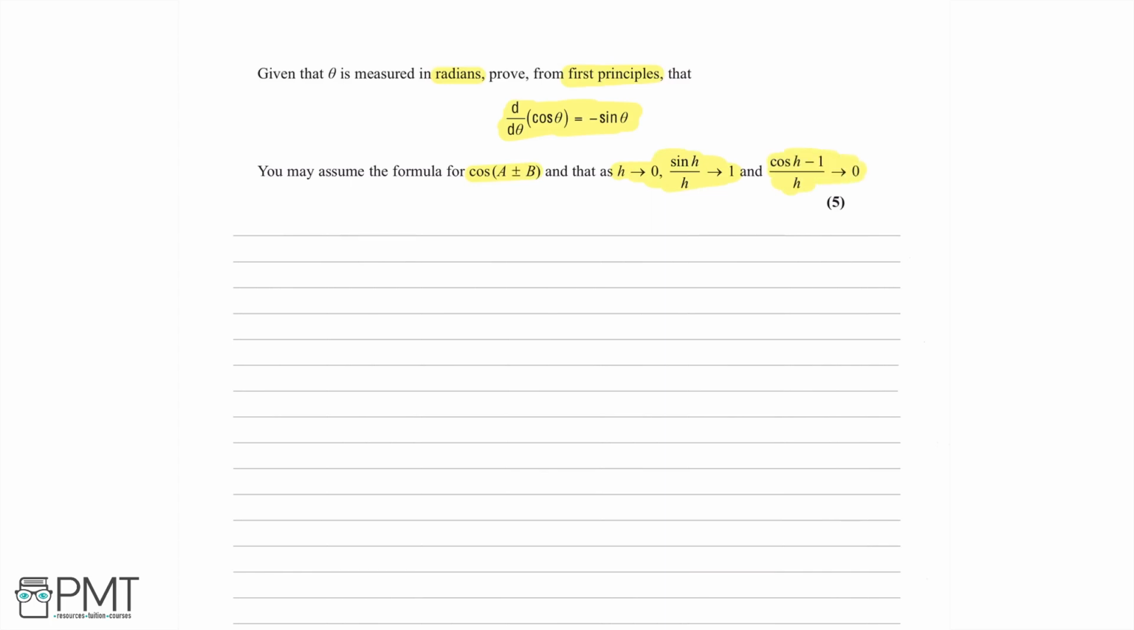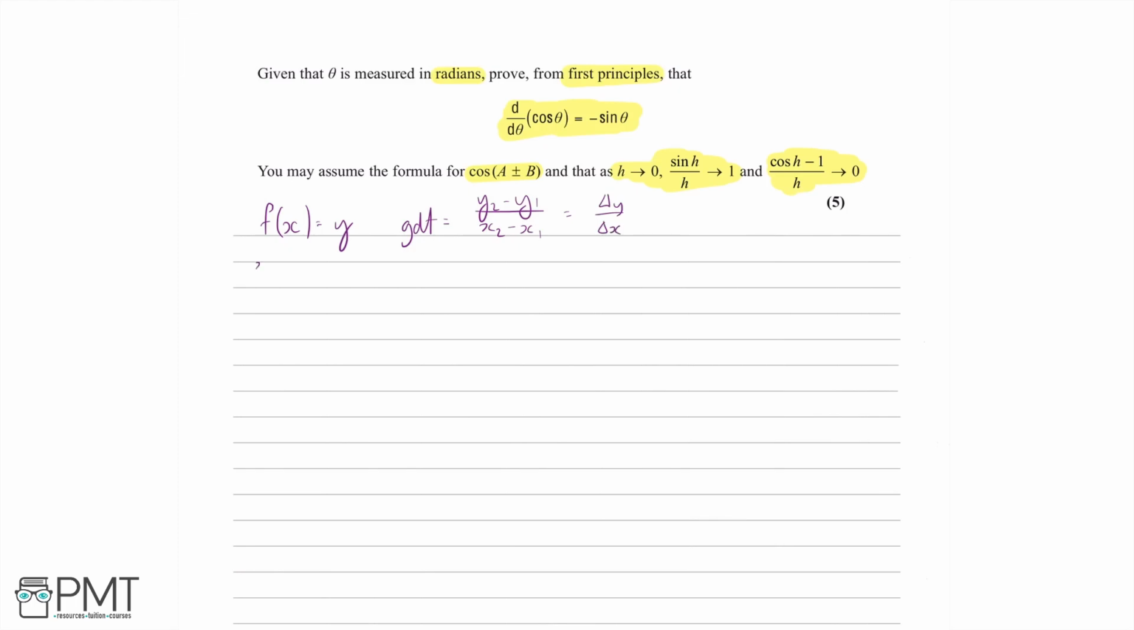Well, first, what does it mean to differentiate from first principles? Essentially, suppose we have some function f of x equals y. Well, by differentiating, we find the gradient of the function. Another way to find the gradient of the function is typically we find this y2 minus y1 over x2 minus x1. So the difference in y, or the change in y, over the change in x.